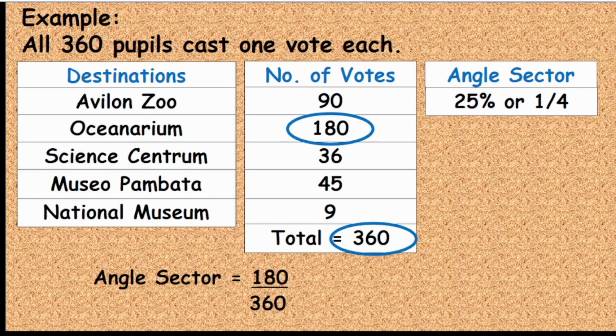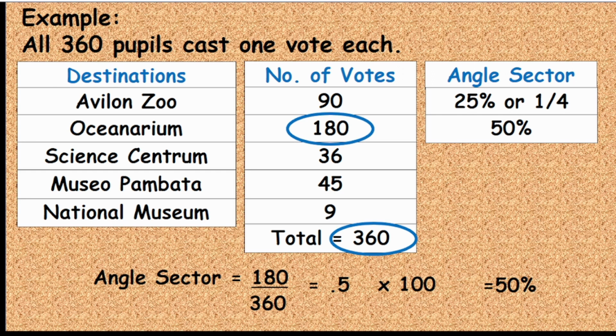Now let's find the angle sector for Oceanarium. So Oceanarium has 180 votes. So 180 divided by 360 is equal to 5/10. And 5/10 times 100 is equal to 50%. So the angle sector for Oceanarium is 50%.